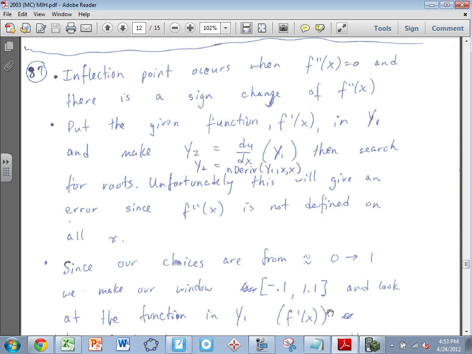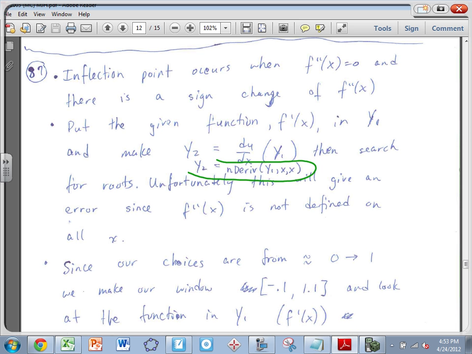The inflection point occurs when the second derivative is 0 and there's a sign change. Next, put the given function f prime of x in y1 and make y2, and I started by putting dy dx, but then I changed it. Make it the end deriv. Then search for roots. Unfortunately, this will give an error since the second derivative is not defined on all x. Again, that's because when you take the derivative, you're still going to have some undefined parts in the denominator.